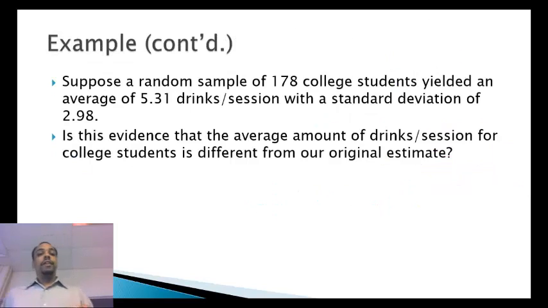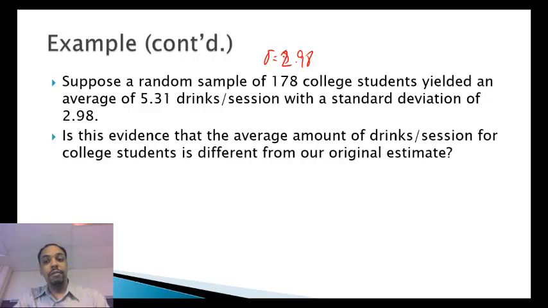So here we go. You have a random sample of 178 students. They have a sample average of 5.31 drinks per session, okay? And we'll say that the standard deviation is 2.98. Is this evidence that the average amount of drinks per session for college students is different from our original estimate? And our original estimate was 5, right?